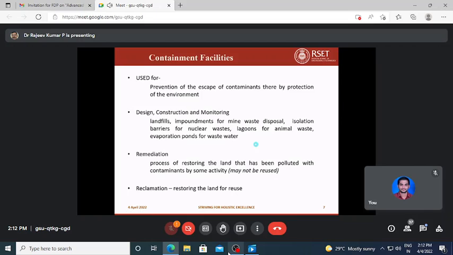Containment facilities are also designed to prevent the contaminants from reaching the environment. Design, construction and monitoring of the landfill or the mine waste disposal site, or barrier system or lagoons for animal waste, etc.